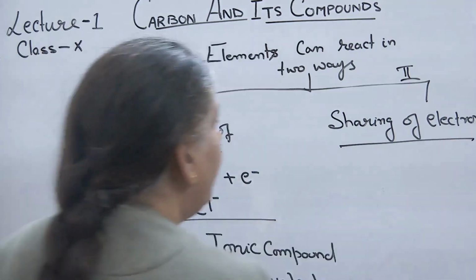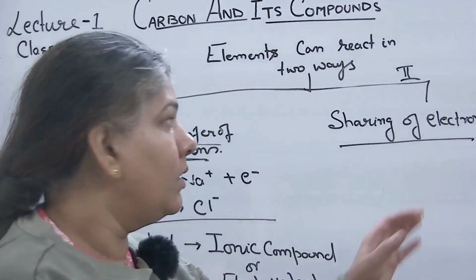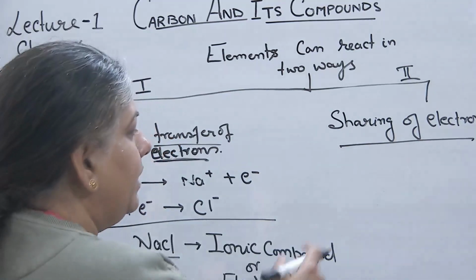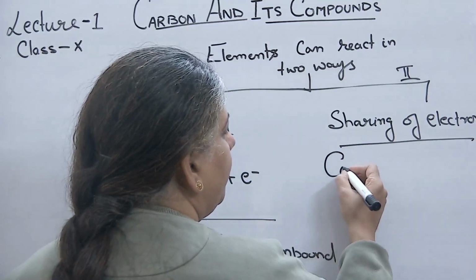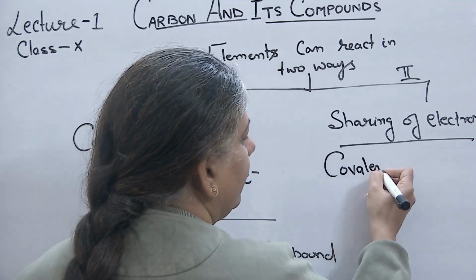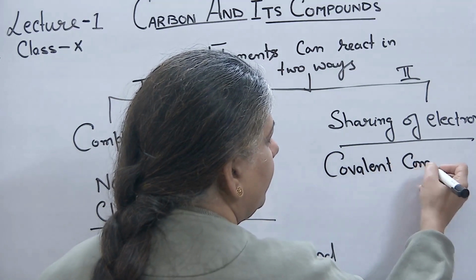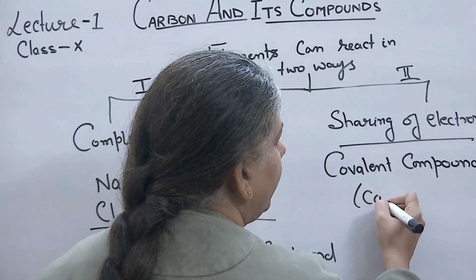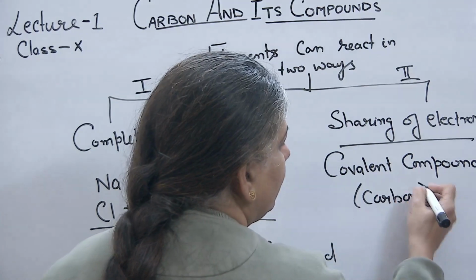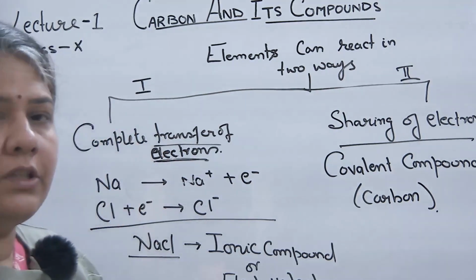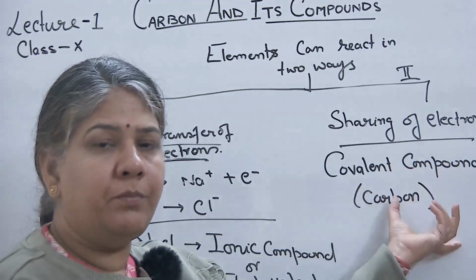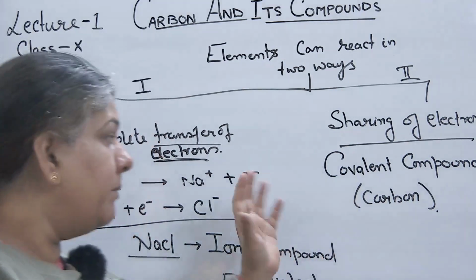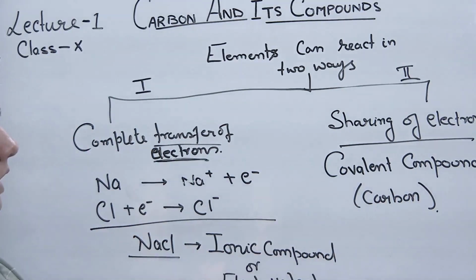So carbon compounds are formed by sharing of electrons, and hence they are called covalent compounds. So carbon compounds are covalent compounds. Now we'll see why this process of sharing is taking place in carbon and not complete transfer. So I'll explain that point.